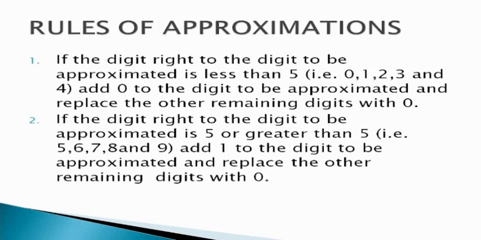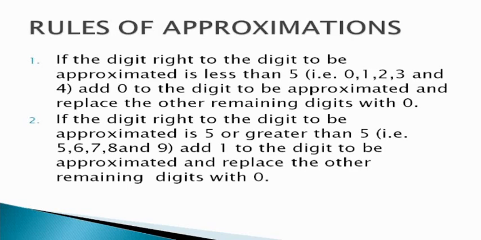Rule number 2, if the digit right to the digit to be approximated is 5 or greater than 5, that is 5, 6, 7, 8, and 9, add 1 to the digit to be approximated and replace the other remaining digits with 0.